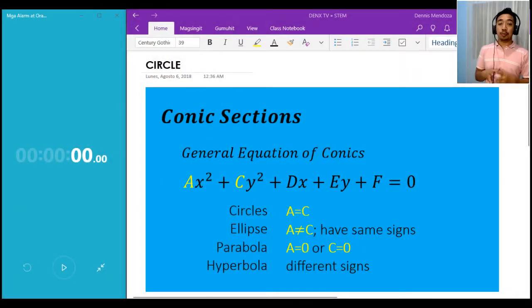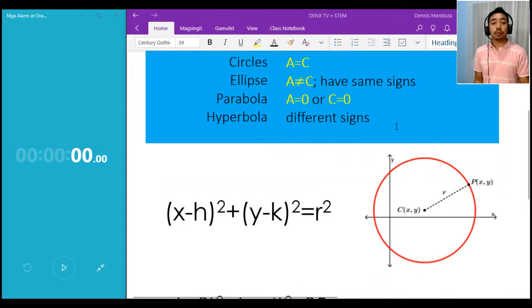So, let's start with some properties na kailangan mong malaman, okay? So, conic sections, general equation of a conic again is ax squared plus cy squared plus dx plus ey plus f equals to 0. So if it is a circle, yung a at c sa general equations of conics na ito ay parehas lang, okay? A equals to c, okay? So hindi ko muna i-discuss kung paano kino-convert or tina-transform ang general equation to standard equation. I'll be discussing that sa isang different pang video.